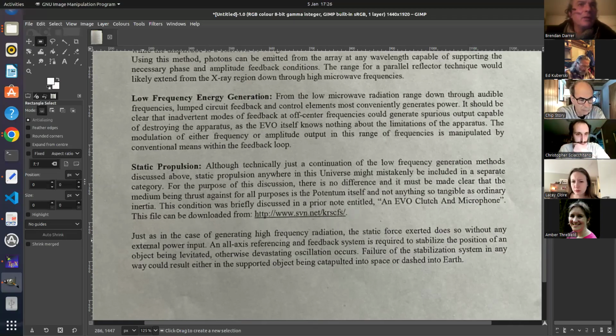Just as in the case of generating high frequency radiation, the static force exerted does so without any external power input. An all-axis referencing and feedback system is required to stabilize the position of an object being levitated. Otherwise, devastating oscillation occurs.